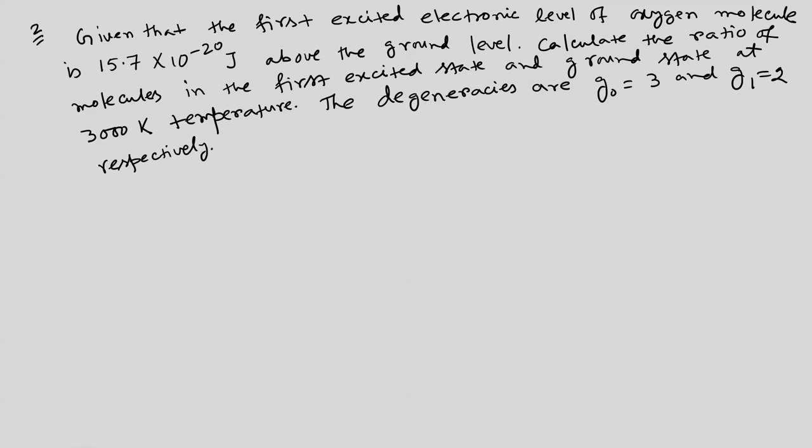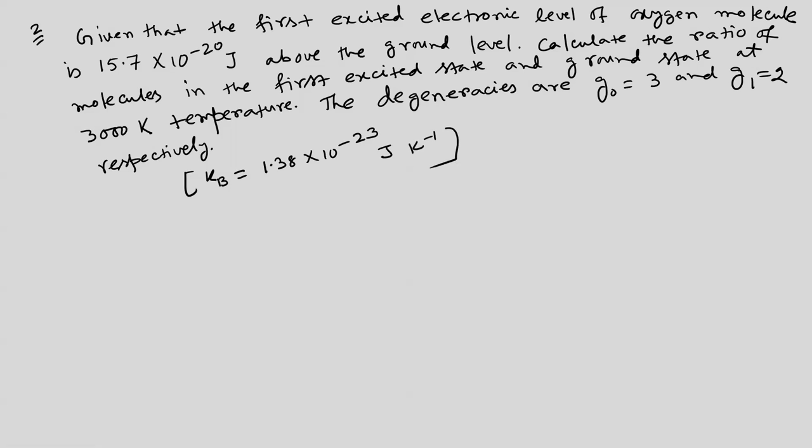Okay, the second problem states, given that the first excited electronic level of oxygen molecule is 15.7 times 10 to the minus 20 joules above the ground level, calculate the ratio of molecules in the first excited state and ground state at 3000 Kelvin temperature. The degeneracies are g0 equals 3 and g1 equals 2 respectively. And we know the value of the Boltzmann constant is 1.38 times 10 to the minus 23 joule per Kelvin.